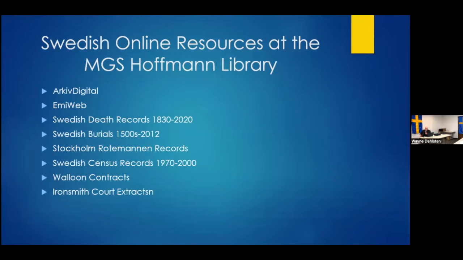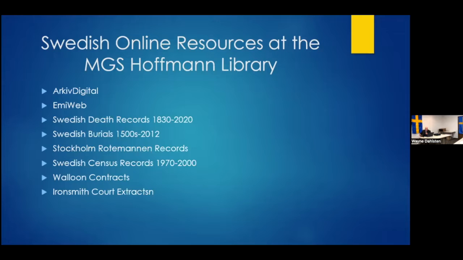But recently, in the last 6 months or so, the Swedish Genealogical Society has purchased a number of databases. They're not online. They're only on the one computer that Virginia and Jan pointed out in their videos, the one computer in the library. And they're really useful resources for genealogists. I'm going to show you examples of them in just a second, but let me run through the primary ones. First, there's the Swedish death records, 1830 to 2020.